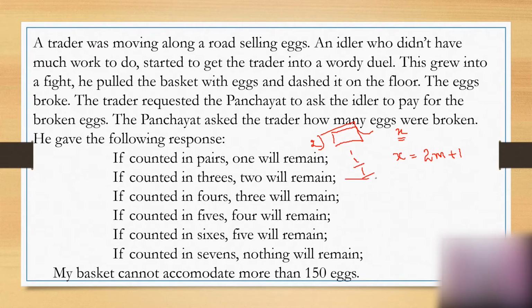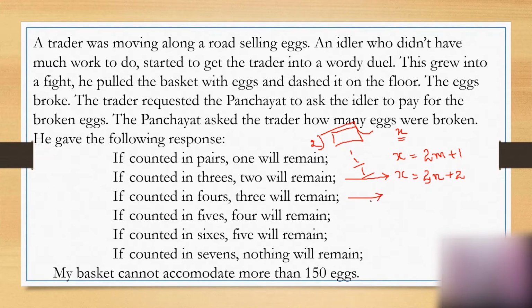And the next line says that if it is counted in 3, means if we try to divide the number by 3, 2 will remain. It means 2 will be the remainder. So we can write this as x, the same number, is equal to 3 times some other number plus 2 as remainder.